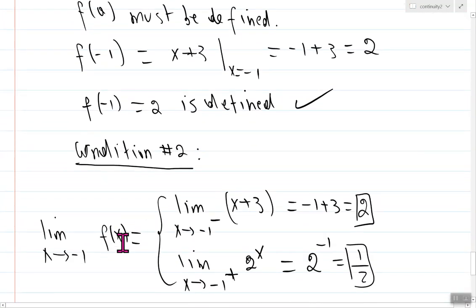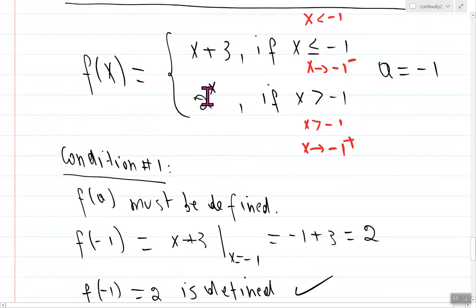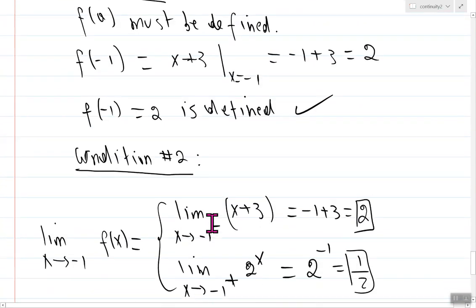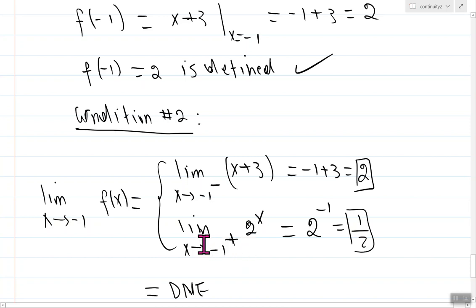We're going to take the limit of the function as x approaches negative 1. Because we have two different functions, we will take the limit as x approaches negative 1 from the left, which is this one, and then from the right, which is 2 to the x. So as x approaches negative 1 from the left, we use x plus 3, and we plug in negative 1 for x, we get 2. When x approaches negative 1 from the right, we take the limit of 2 to the x. As we plug in negative 1 for x, we get 2 raised to negative 1, which is 1 over 2.